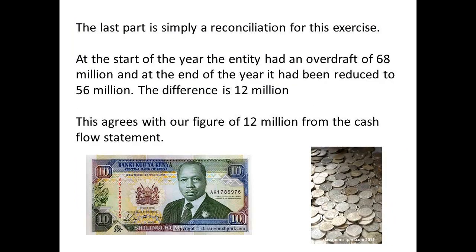You will have noticed that at the bottom there were figures for a neat little reconciliation. An overdraft at the start of the year has been reduced by 12 million, which agrees with the cash flow statement. You can also see how much more information this statement has yielded. Without the statement, all that we really had was that an overdraft had been reduced by 12 million, representing a net inflow of cash to the entity.